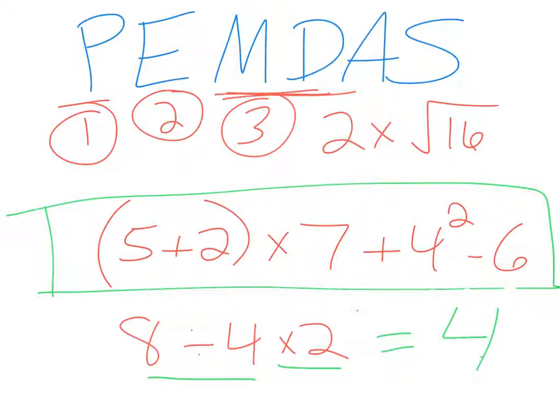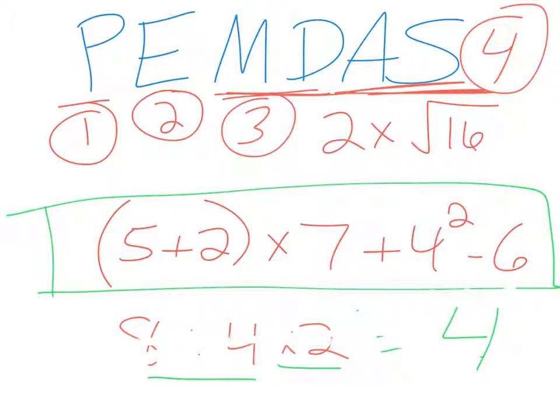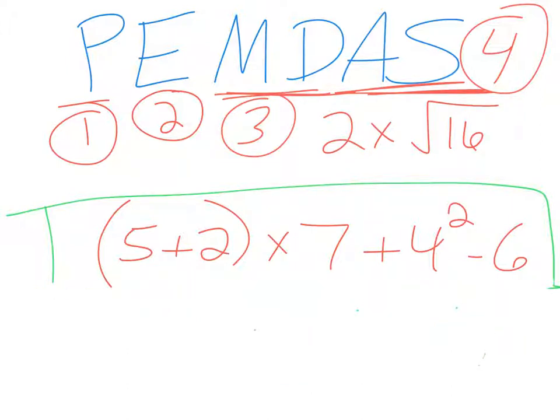The same thing is actually going to apply to the last two, A and S down there at the bottom, which is step 4. When you get down to when you're just left with addition and subtraction, you're going to read that from left to right. Doesn't matter if addition comes first or subtraction comes first. That's your next step, addition and subtraction.